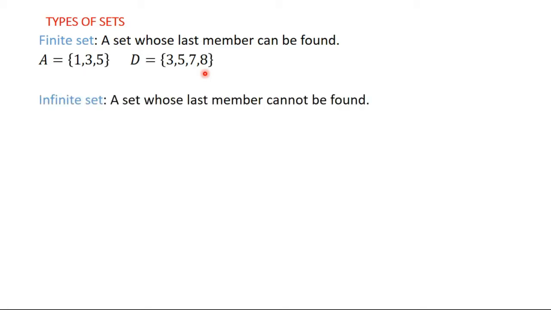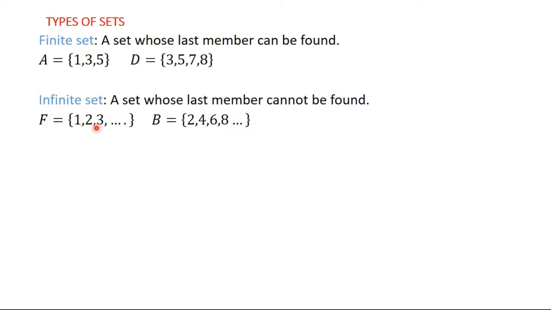On the other hand, we have infinite sets, a set whose last member cannot be found. And these are examples, set F and set B. Now we can see from here that set F has the members 1, 2, and 3, and it continues. And set B also has the members 2, 4, 6, 8, and the list also continues. Now we can see some dots after each of the members.